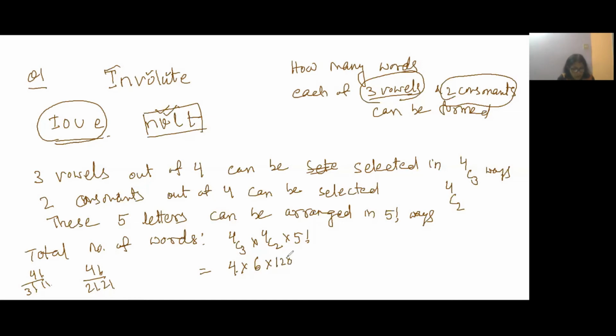Okay. So how many words you will be getting here? 120, 24. 2880. Okay, so this is one of the questions where permutation and combination both are used.